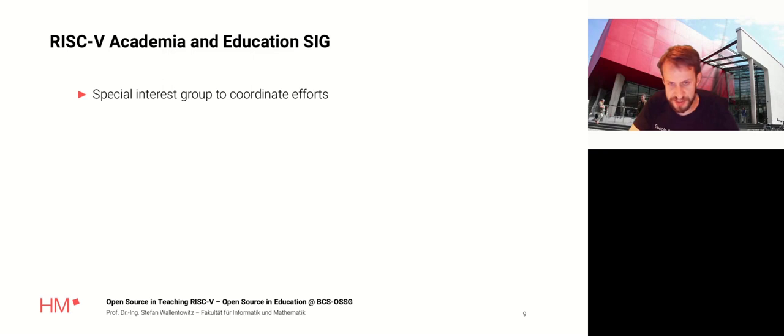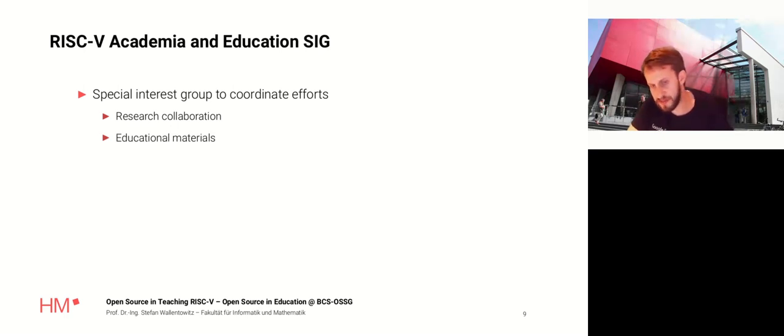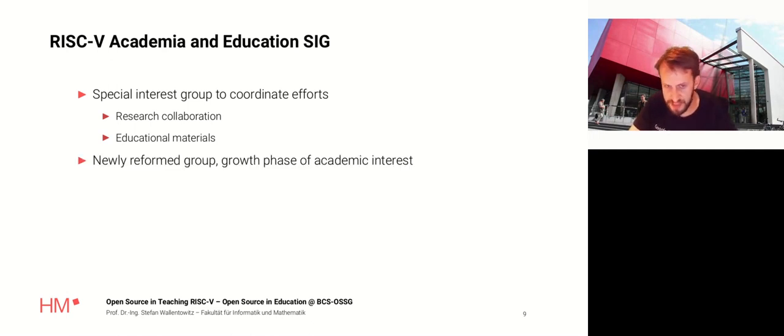And because I've been so active and been nagging everyone about how important it is, I inherited from Mary, who retired as chair of this committee recently, I think at the beginning of the year, the RISC-V Academia and Education Special Interest Group. It's in some part for research collaboration, but currently one of the main things we're working on is educational materials. If you go to the website that I mentioned before, there are also my materials that I share. We are currently reforming the group a little bit because we moved away from outreach, which I think is more part of marketing now, moving more into academia and education.